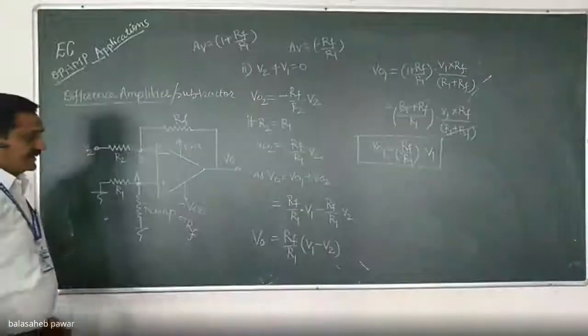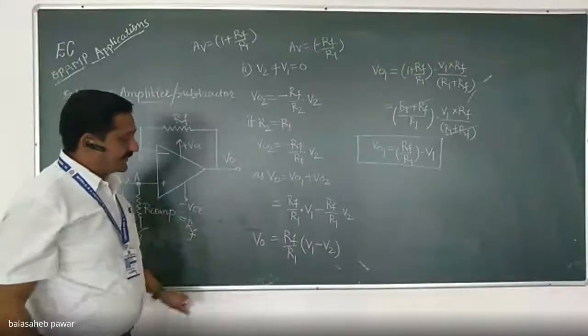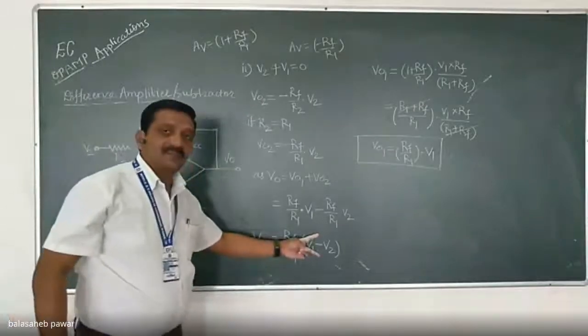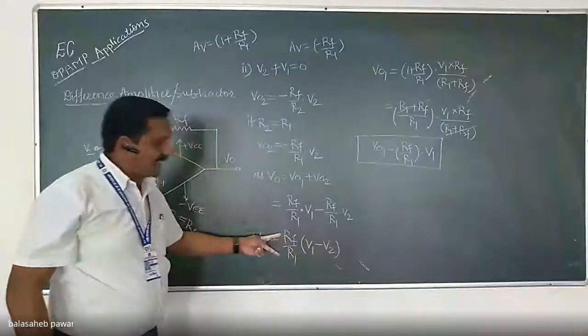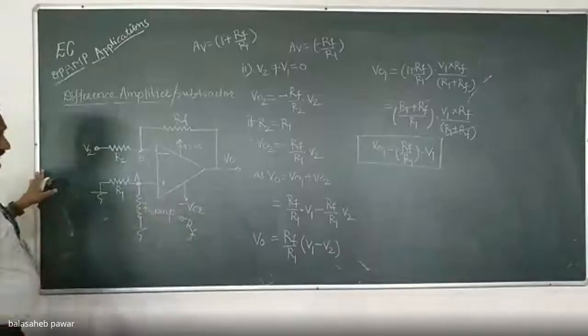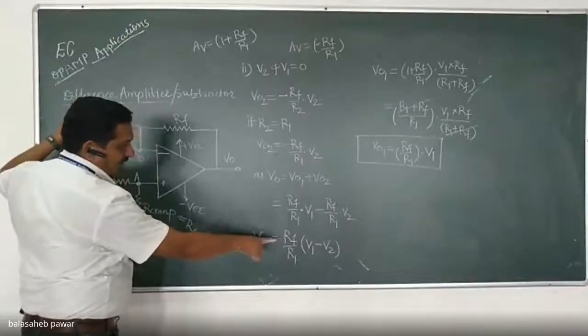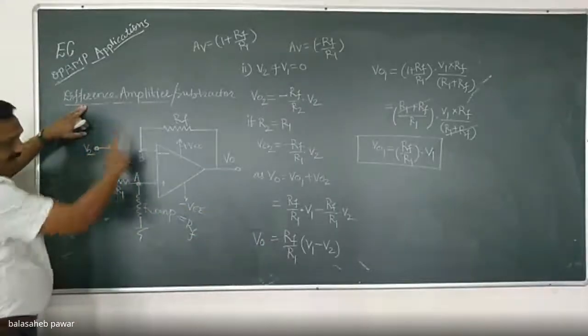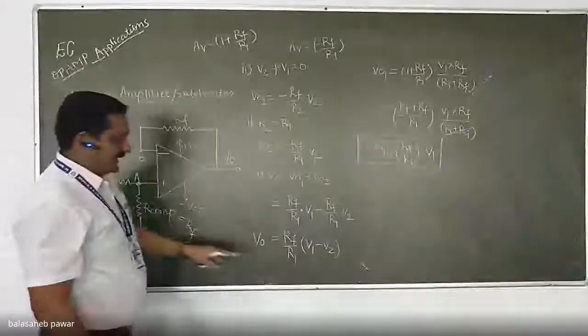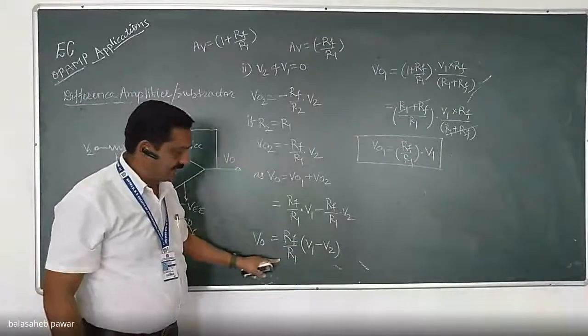You will observe in this case the obtained output voltage is the difference of the applied inputs with some amplification. That's why it is known as a difference amplifier. Is it okay? The shown VO is for a difference amplifier: the difference between V1 and V2 with amplification by RF by R1 times, as RF is greater than R1.